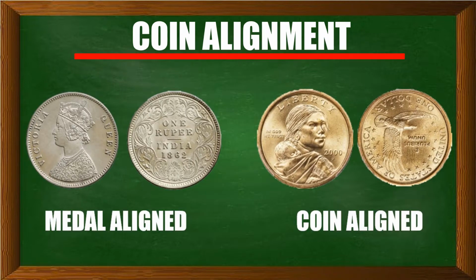Alignment or orientation. Alignment refers to the positioning of the obverse and reverse side compared to each other. Majorly they are of two kinds. Coin alignment is the kind of alignment in which both faces are placed at a difference of 180 degrees. This means that one side of the coin will be upside down compared with the other side of the coin. Medal alignment is the kind of alignment in which both faces are placed in the same direction.